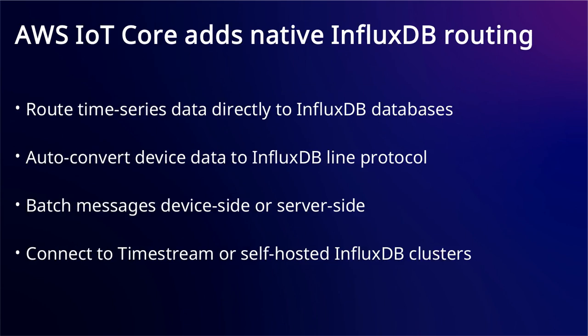When routing IoT time series data to InfluxDB databases, you typically need to write custom device code or build intermediate data pipelines to handle protocol conversion and batching. AWS IoT Core now provides a native InfluxDB rule action that eliminates this overhead. You can route time series data directly to InfluxDB databases without custom device-side code or intermediate services.